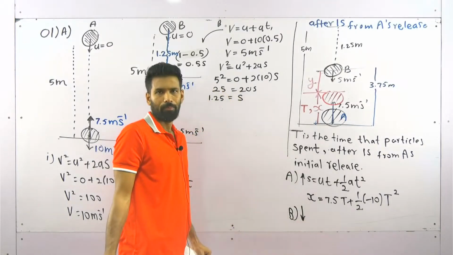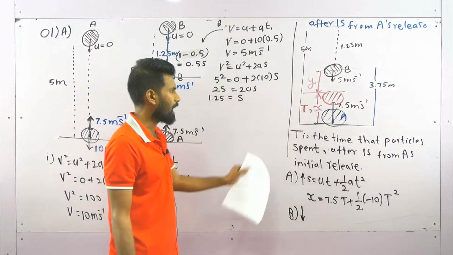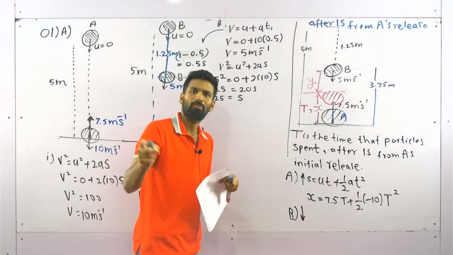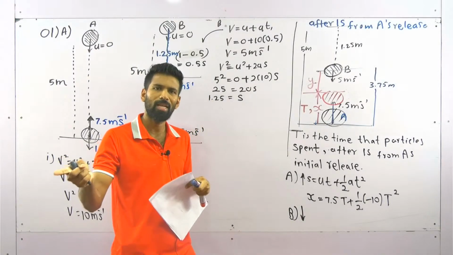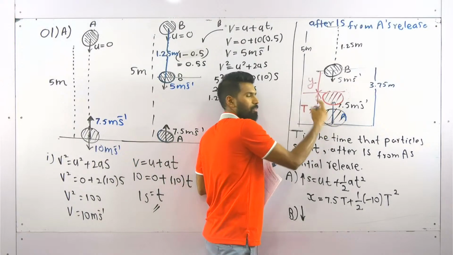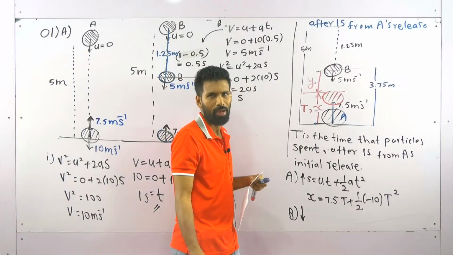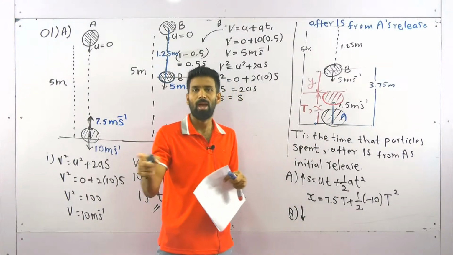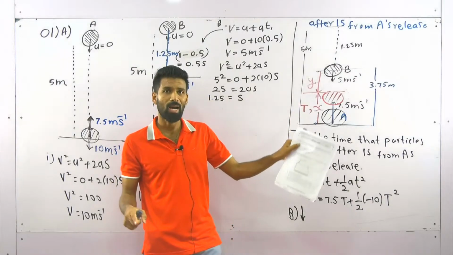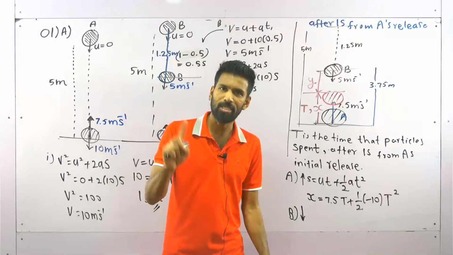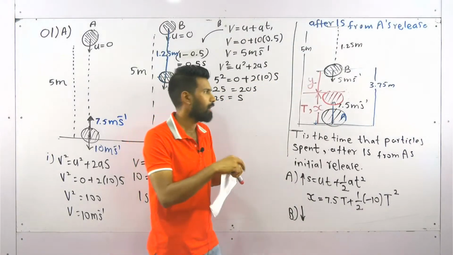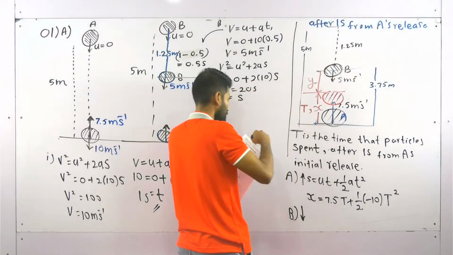When capital A spends this time period capital T, it started 1 second after capital A's beginning. That means it started when capital A started to move up with a velocity of 7.5. At that point, when A is starting to move upward, B has passed 0.5 second in its journey and it has reached a position like this. From there, I'm starting to calculate the time T.